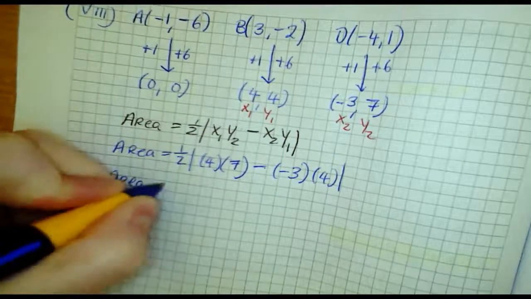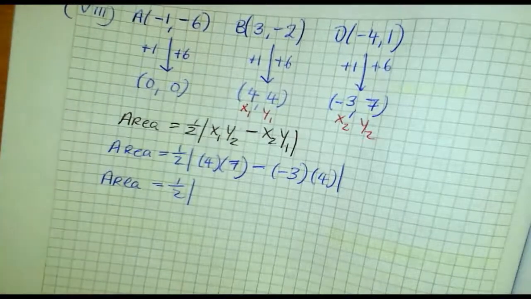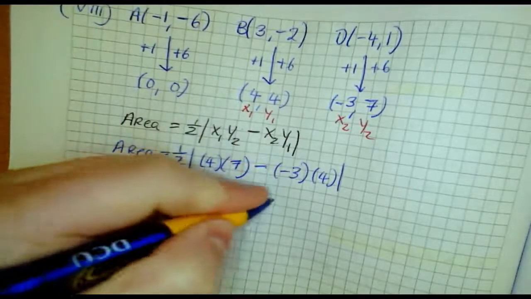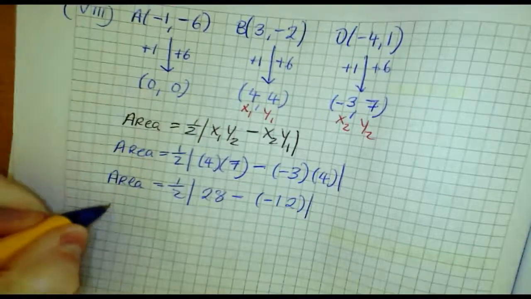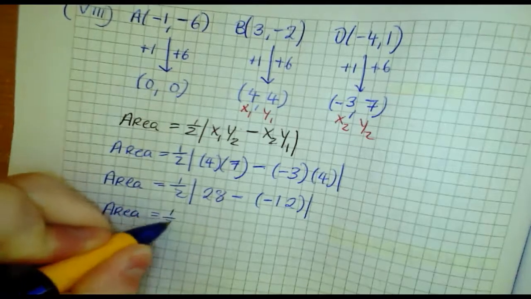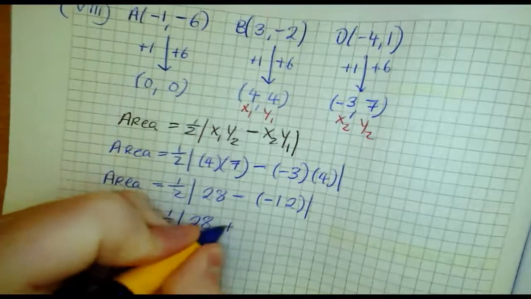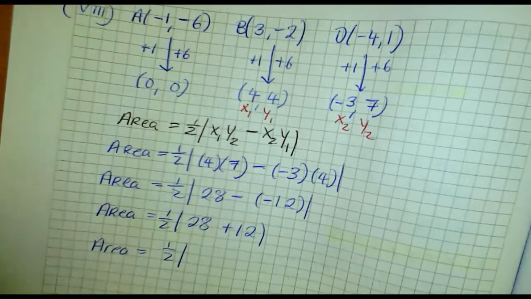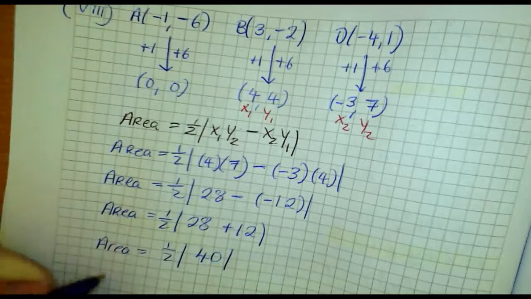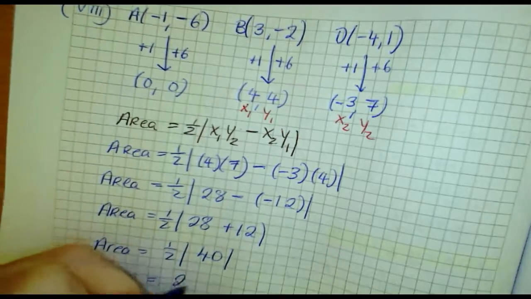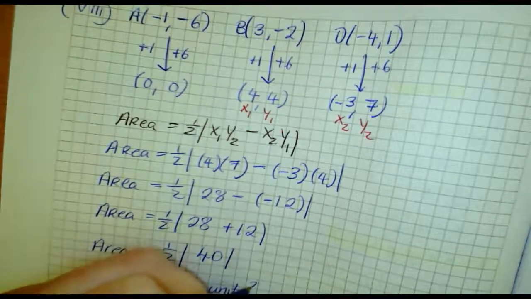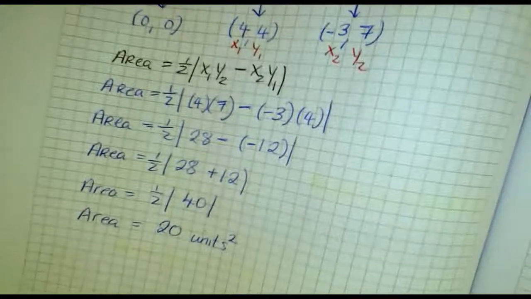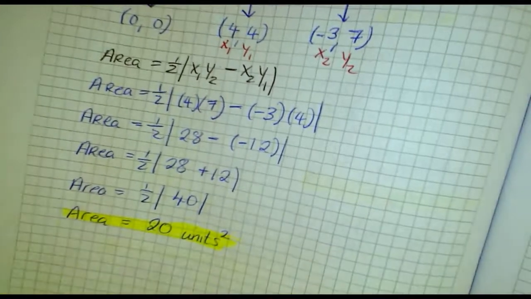So area is equal to half of 4 multiplied by 7 is 28. Minus by plus is a minus. 4 3s are 12. So the area then is half of 28, minus by minus is a plus. So area then is equal to half of 28 plus 12 is 40. And half of 40 then is 20 units squared. And that is our final answer. There we go.